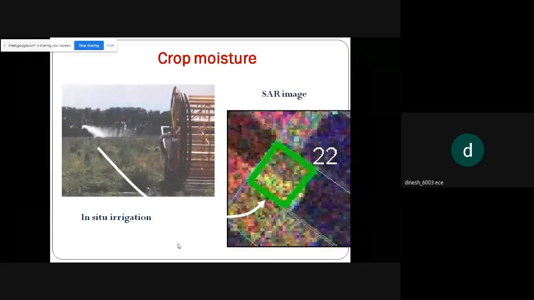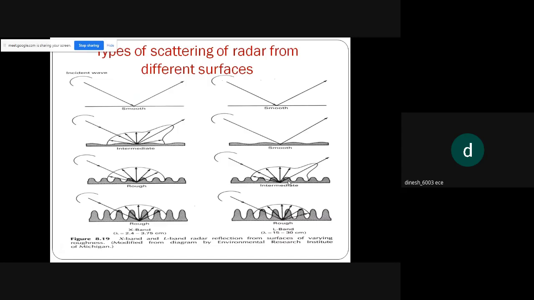Then response to crop moisture. You can see the SAR image of this being given here. In this image there is a huge amount of water flowing, so the in situ irrigation is being taken as a pixel. You can see how it looks in the SAR image. It shows that there is abundant subsurface water there, determining the moisture level of crops.